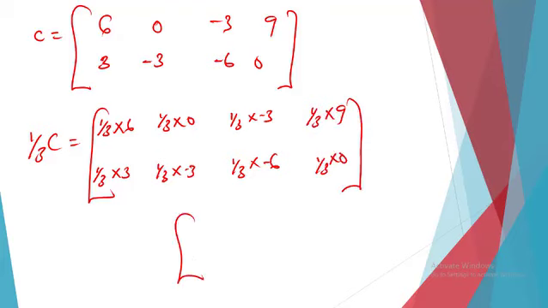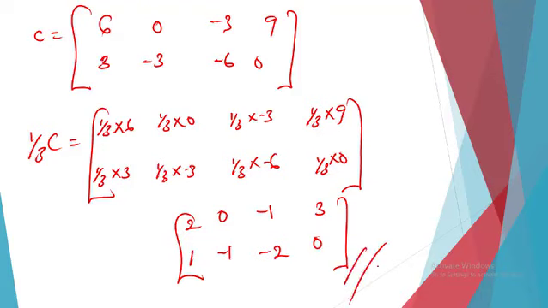So what do we have? This is 6 divided by 3, which will give us 2. 3 divided by 3 will give us 1. 1 over 3 times 0 will give us 0. Minus 3 divided by 3, we have minus 1. Minus 3 divided by 3, we have minus 1. Minus 6 divided by 3, we have minus 2. 9 divided by 3, we have 3. And 1 over 3 times 0 is 0. So we have our answer to be 2, 0, minus 1, 3, 1, minus 1, minus 2, and 0. And that's just it.